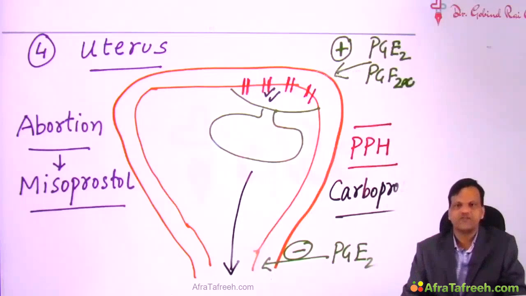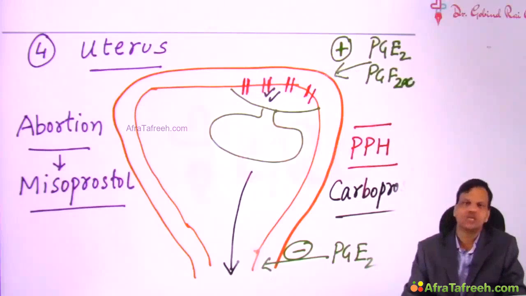But remember, the drug of choice for PPH now is oxytocin. Oxytocin also does the same thing, contracts the uterus, and it is a physiological substance, so much safer. Oxytocin is the drug of choice for PPH.